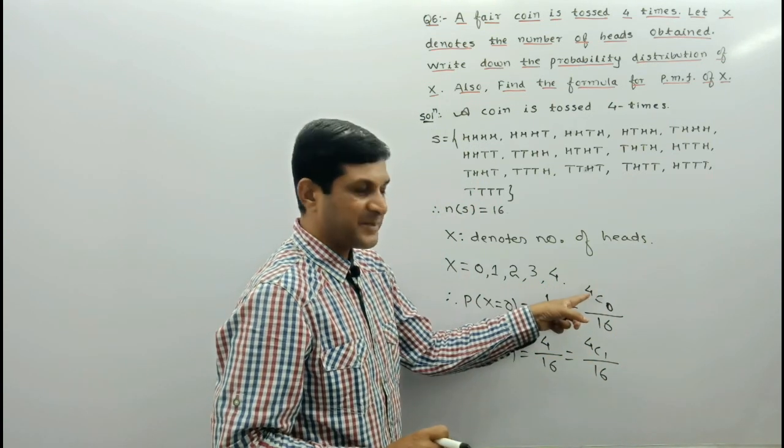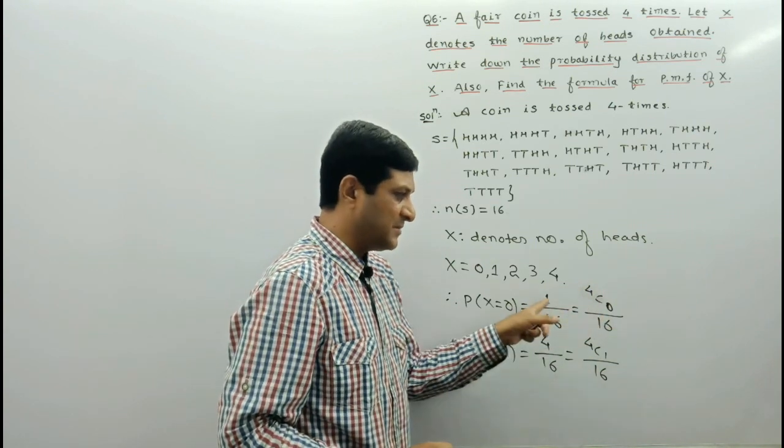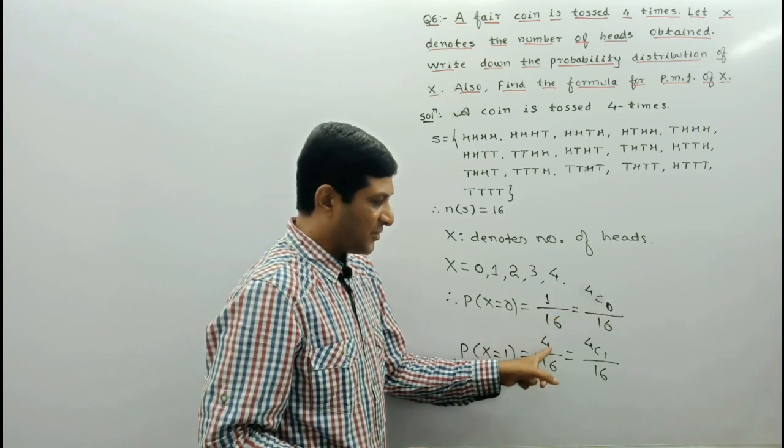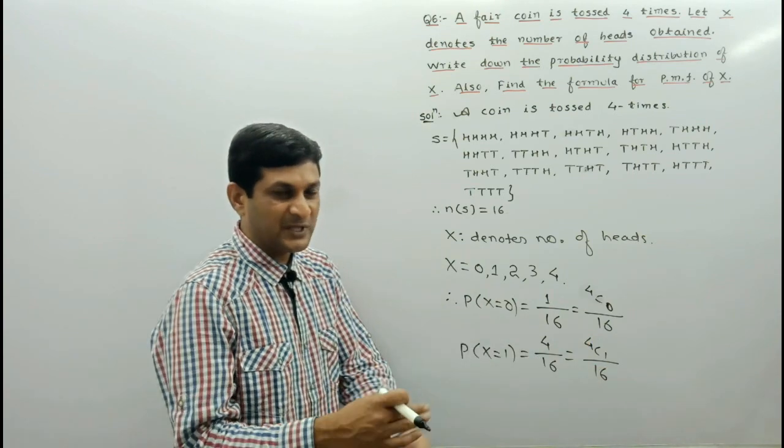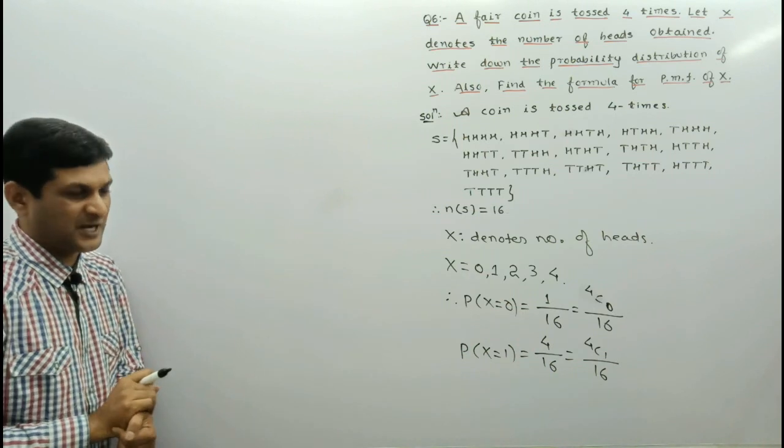Sorry, here by mistake I have written 5. So replace 5 by 4. 4C0, its value is also equal to 1. So here 4 can be replaced by 4C1. We know that the value of combination 4C1 will be equal to 4 if we are applying the formula also.